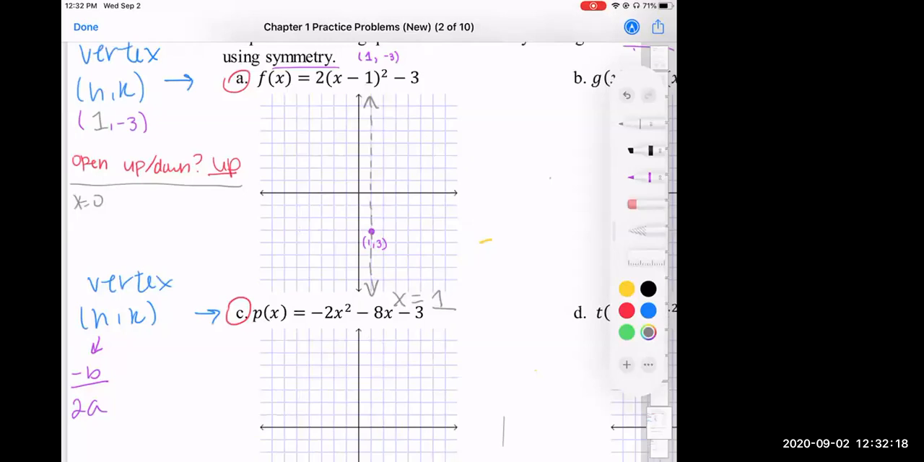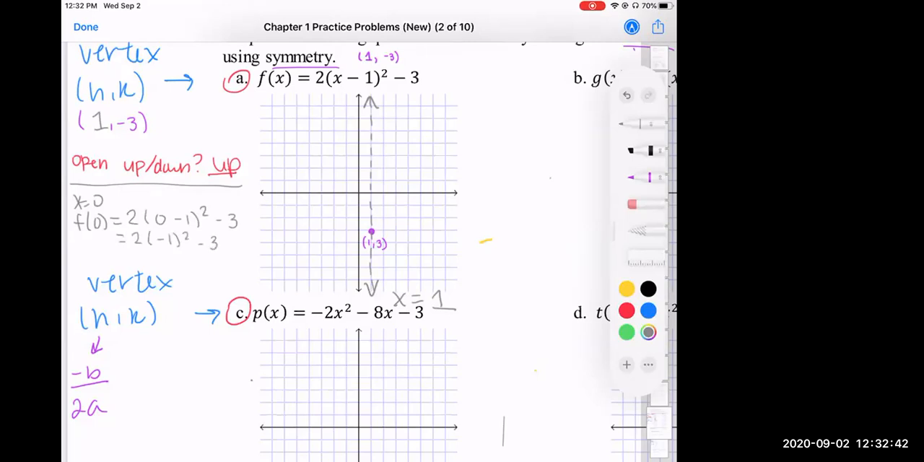So let's plug in 0 into our function. F of 0, let's just plug in 0 for x, see what we get. So I have 2 times (0 minus 1) squared minus 3. Let's clean that up. 0 minus 1 is -1. So I have 2 times (-1) squared minus 3.